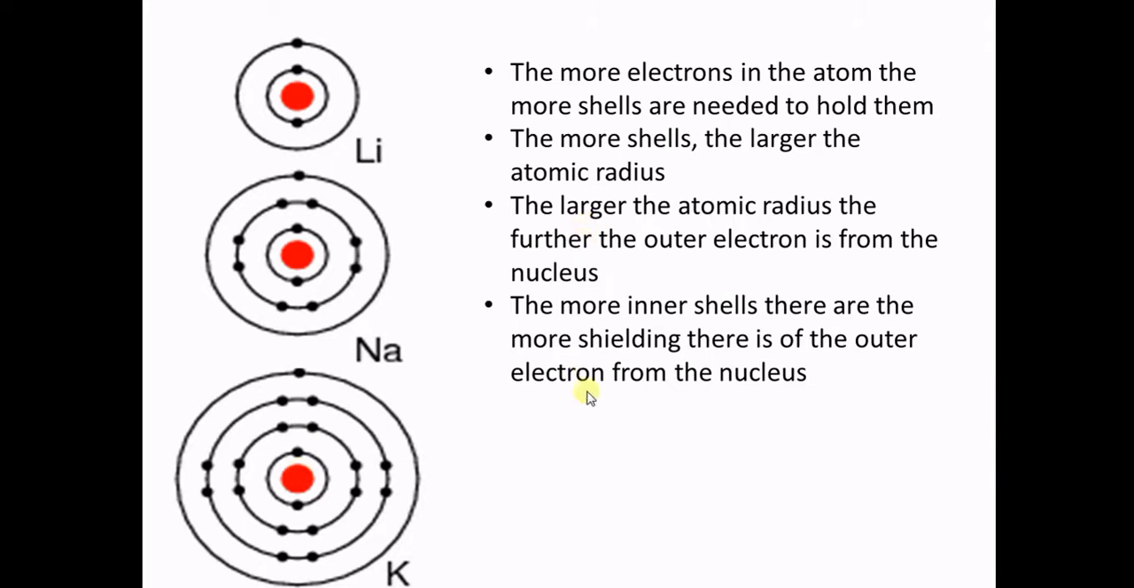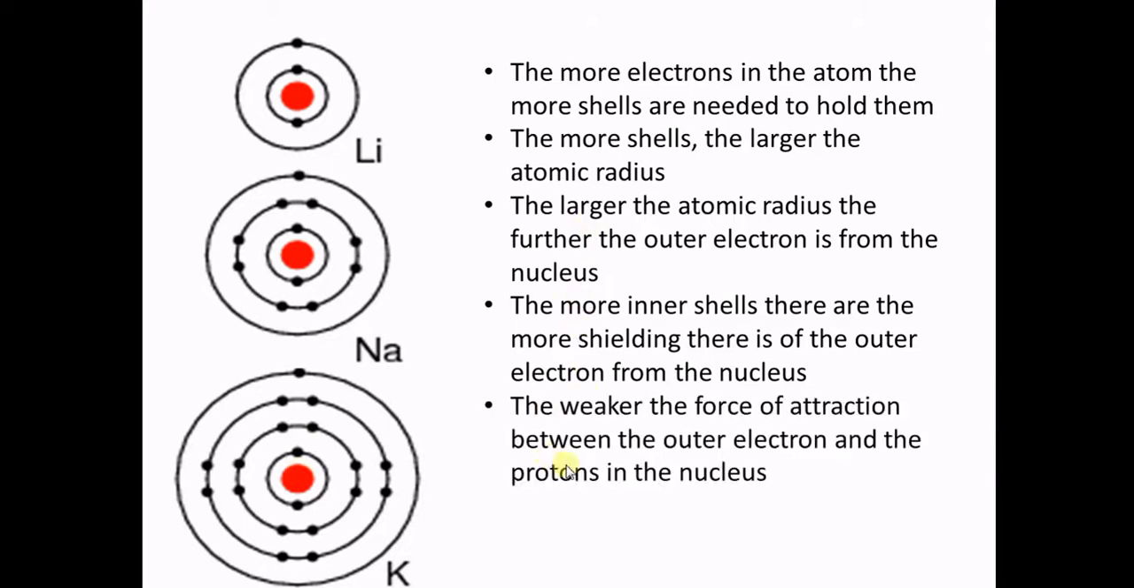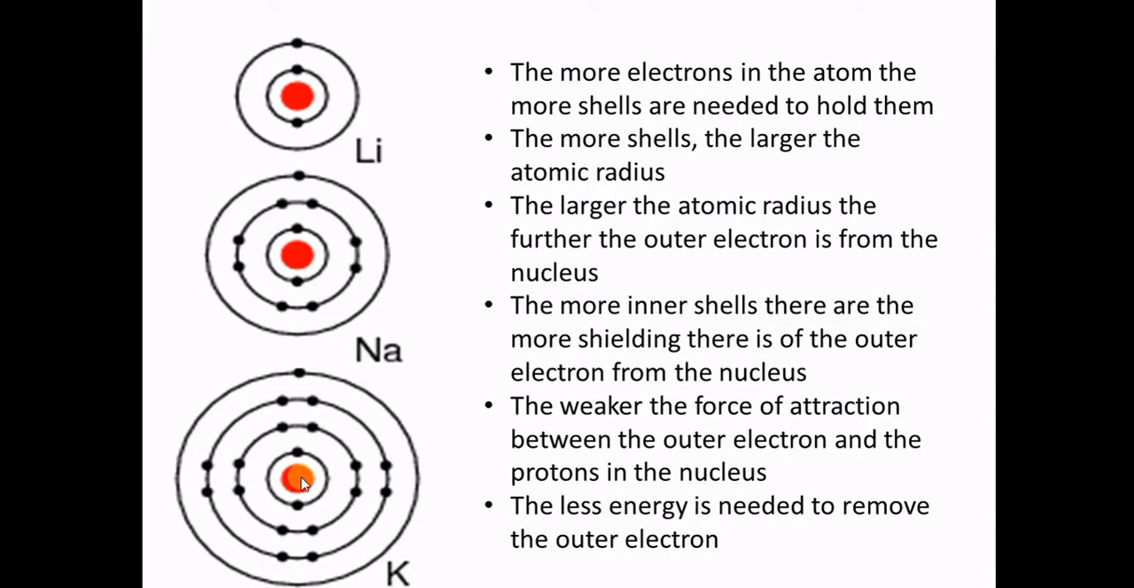Now both of these points together result in a weaker force of attraction between the electrons and the protons in the nucleus. Remember, electrons are negative, protons in the nucleus are positive, so the two of them are going to attract together. The greater this distance is, the weaker the force of that attraction, and also the more electrons there are shielding the two, again, the weaker the force of attraction between them. And then because of that, less energy is needed to remove this outer electron, and those are the trends that you're asked for in the mark scheme.